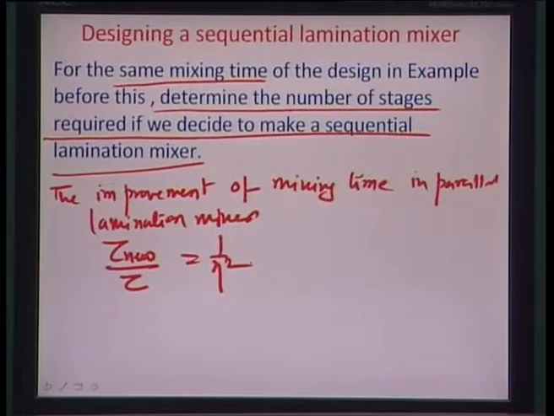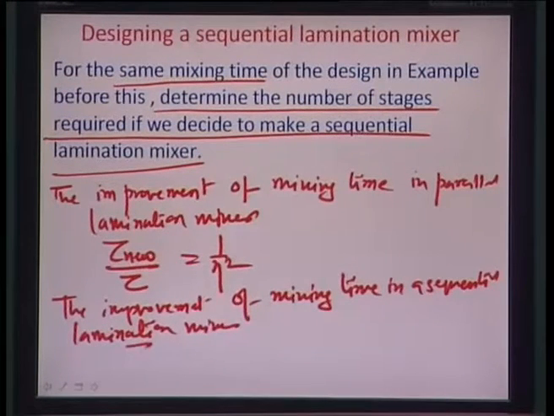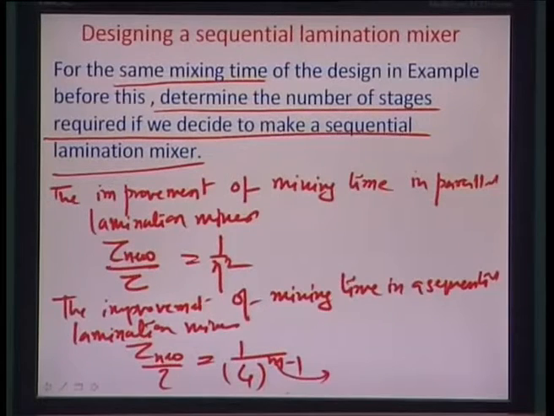And the improvement in time for a sequential one is given by T nu by tau equal to 1/4^(m-1), where m is the number of stages here. Mind you, this n and m are not the same. N is the number of stages in the parallel lamination mixer, and m is the number of stages in the sequential lamination mixer. So for a similar kind of improvement, what is being reiterated in the question here is, for the same mixing time as the example before this, determine the number of stages required if we decide to make a sequential instead of a parallel.